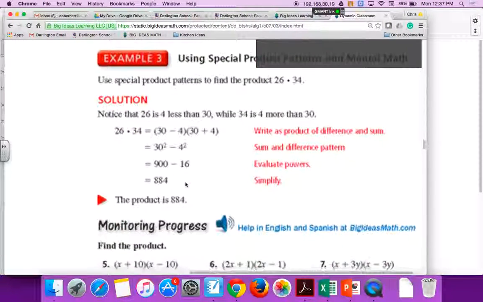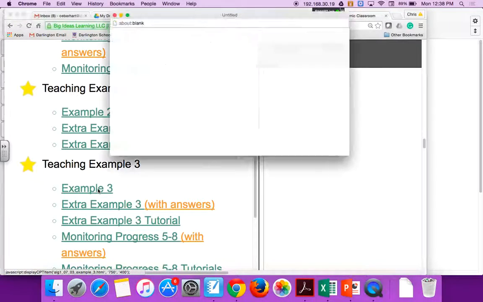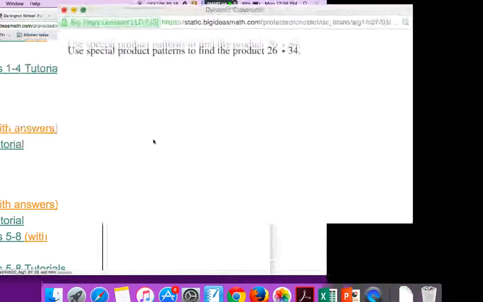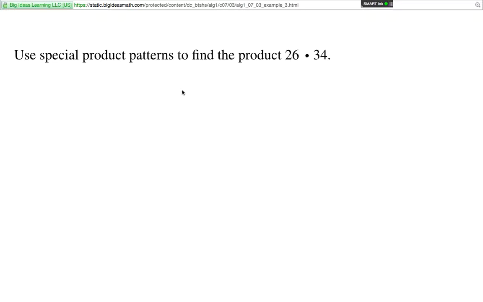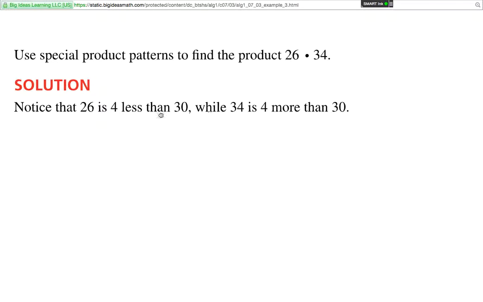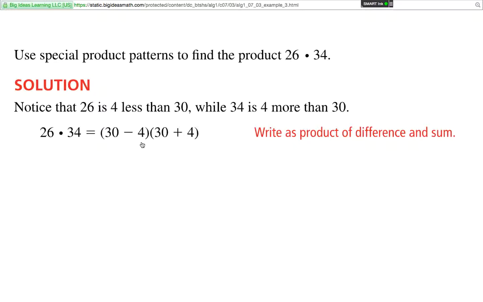And then we'll do a special case over here. You can also do this with some products. Use special product patterns to find the product. Instead of just multiplying these out, which you obviously still can, 26 times 34 your normal way, we can also use this same type of special case and split them up. The key here is to recognize some patterns. Notice that 26 is 4 less than 30, while 34 is 4 more than 30. Notice that we're using 30 for both. You always want to have that common term so we can get this common a or b. So we have 30 minus 4 and 30 plus 4.